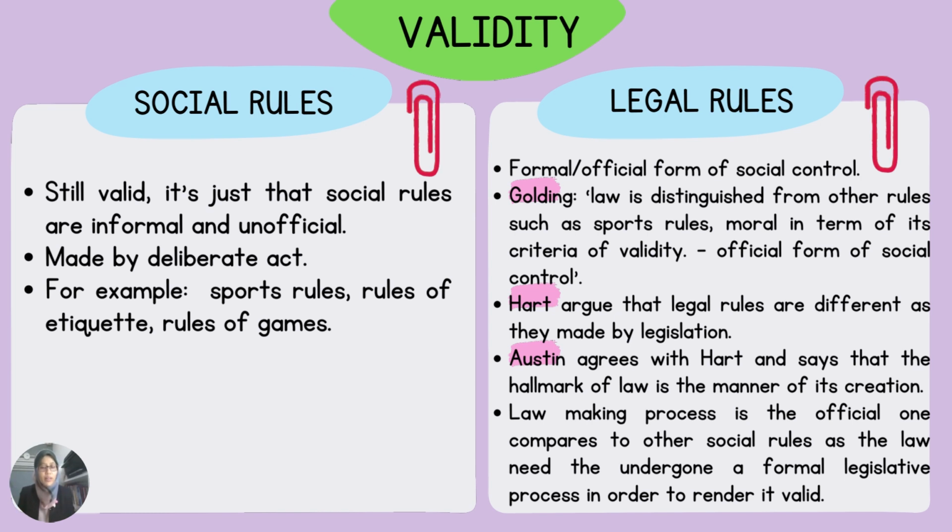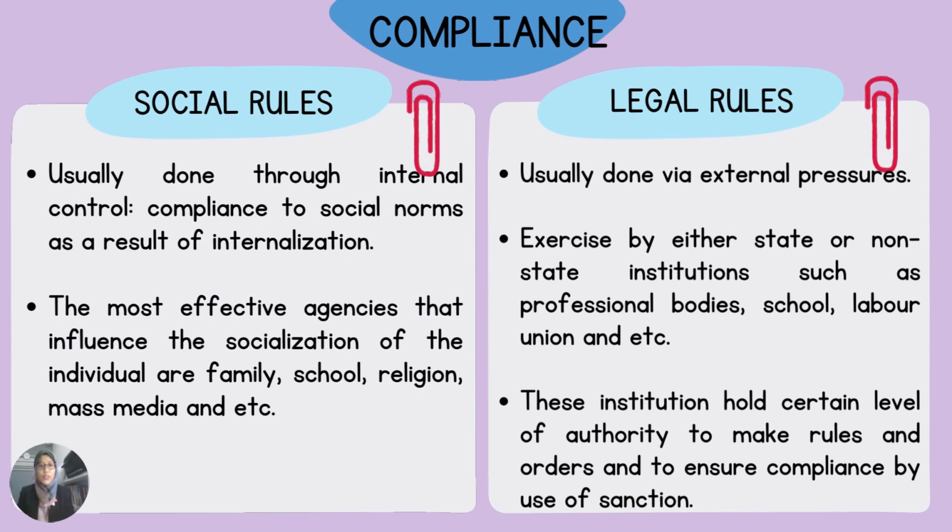The important characteristic of the law is how it is created. So we could say that the lawmaking process is the official one compared to other social rules, as the law needs to undergo a formal legislative process in order to render it valid. To sum up regarding the validity point, a social rule doesn't have any procedure to validate the rules. It's still valid because it's just informal and unofficial rules, while the legal rules, in order to be valid, need to go through a formal legislative process. So we move to the next point, which is compliance.